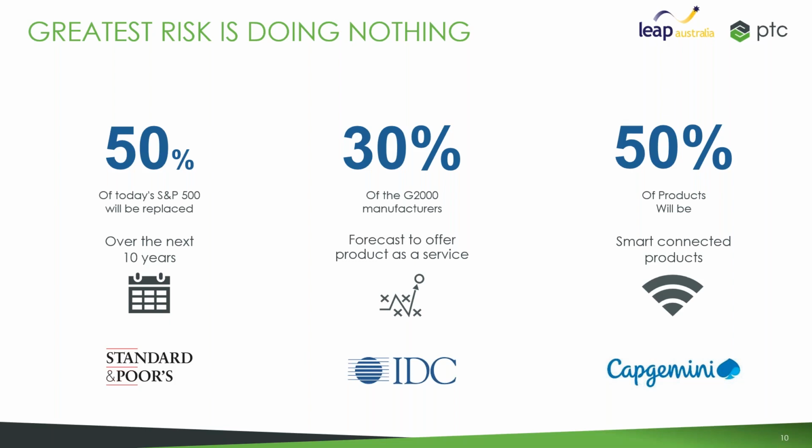IDC predicts that of the global 2,000 manufacturers, 30% are forecast to offer product as a service rather than just selling the traditional method of just selling products. And Capgemini is saying that around 50% of all products will be smart connected products, and maybe some of you are already on that journey, and that's why you're here today. And that's the predictions on what's happening out there in industry. So if you're not doing that, well then what are your competitors doing? Are they looking at this as well?